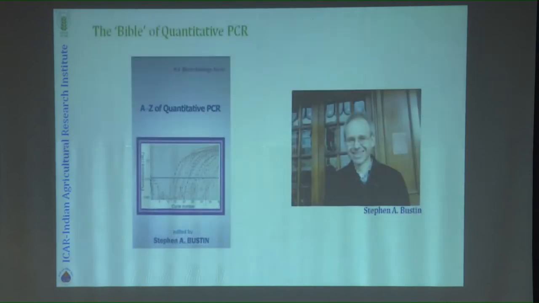There is an interesting book by Stephen Bustin. He came out with a book, A to Z of Quantitative PCR, in 2004. That's considered to be the Bible of qPCR. So I'll say you start with this if you want to be a master of qPCR, because this book gives you an overall picture and perspective of using qPCR for your researches.